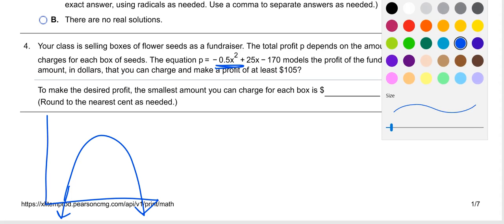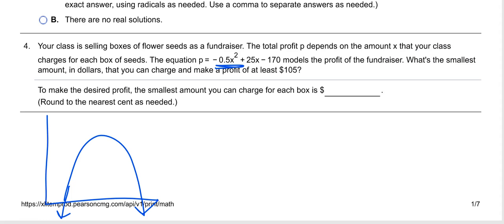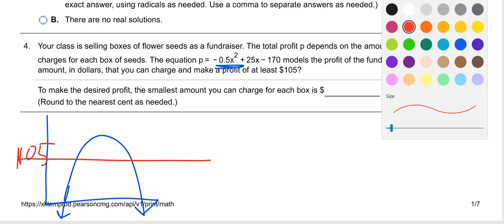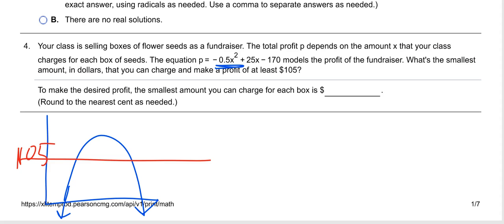Now, it says, what's the smallest amount in dollars that you can charge to make a profit of at least $105? Suppose this line is $105. It will cross 2 times. Do you think I'm looking for the green mark on the left or the green mark on the right? How do you know left? Because we want the smaller of the two. The quadratic formula is going to give you 2 answers, folks, but one of them is not the one you're looking for, as Obi-Wan would say.